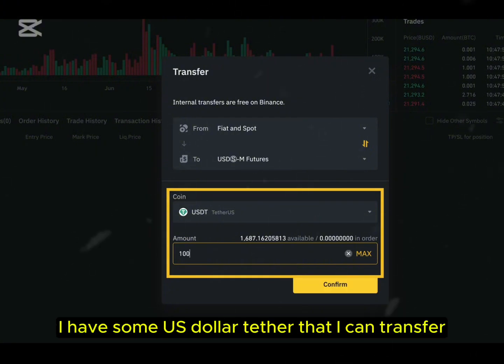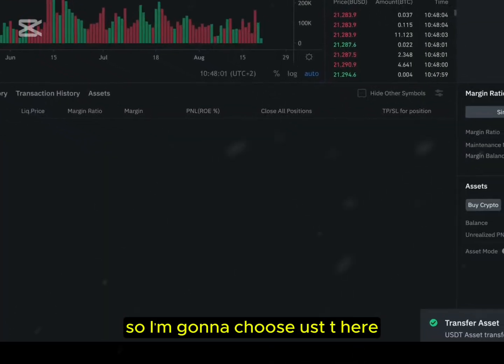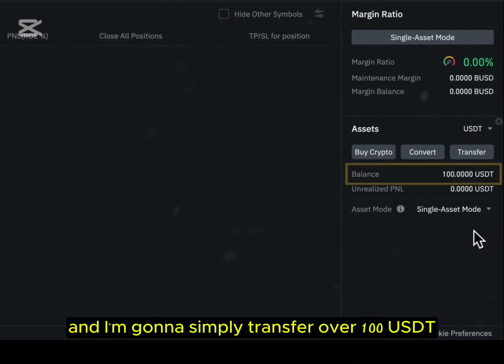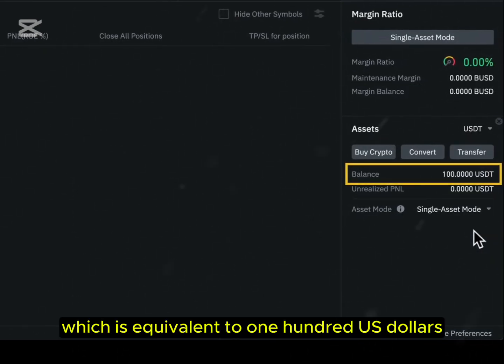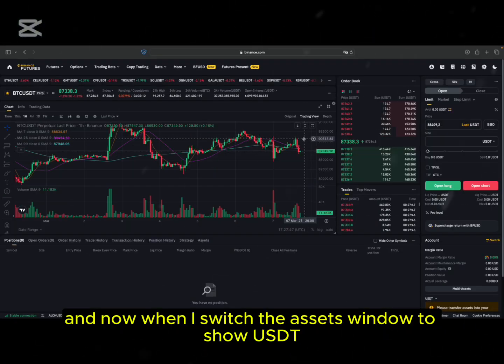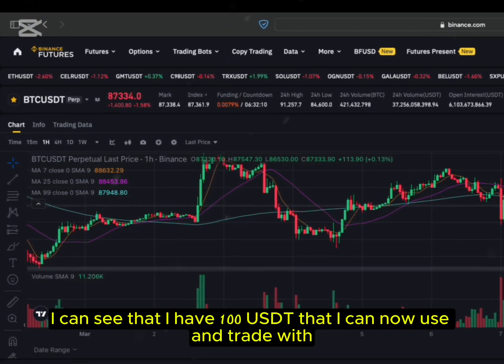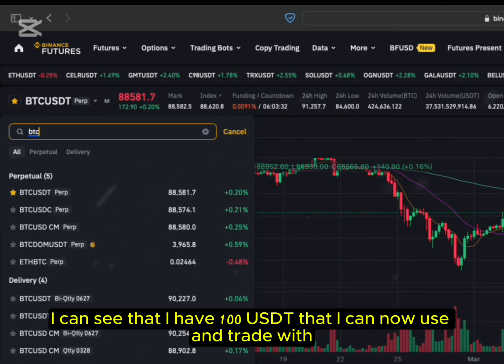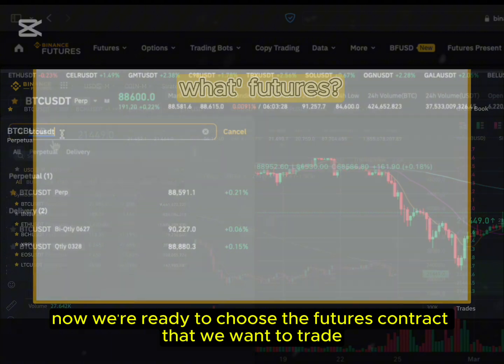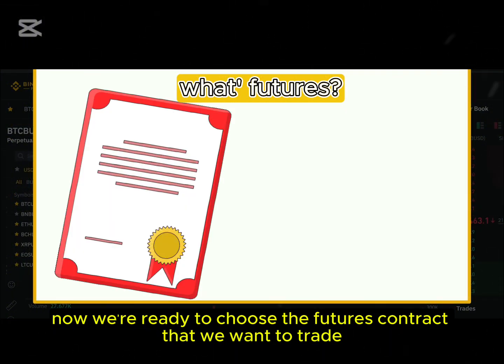Here, as you can see, I have some US dollar Tether that I can transfer. So I'm going to choose USDT here. And I'm going to simply transfer over 100 USDT, which is equivalent to 100 US dollars. And now, when I switch the Assets window to show USDT, I can see that I have 100 USDT that I can now use and trade with. Now we're ready to choose the futures contract that we want to trade.